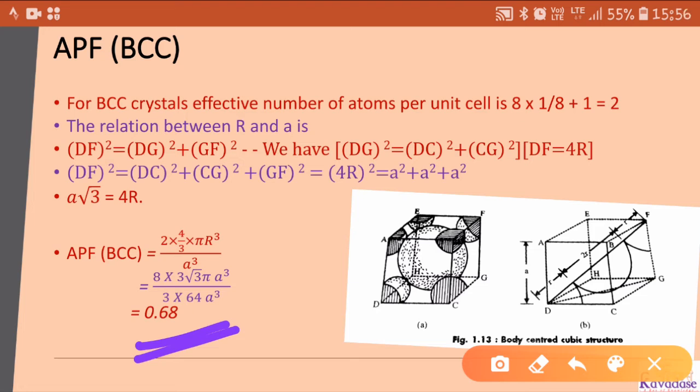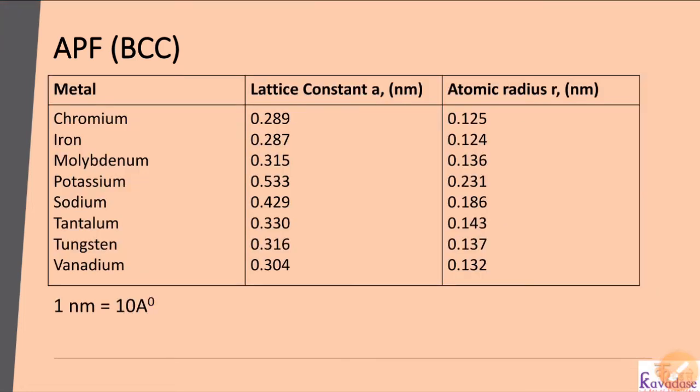So from this you can conclude that the APF for FCC is higher than APF for BCC. These are some examples of BCC structure materials, and these are the lattice constant and atomic radius for BCC. If you calculate with these values, you will get 68% APF.